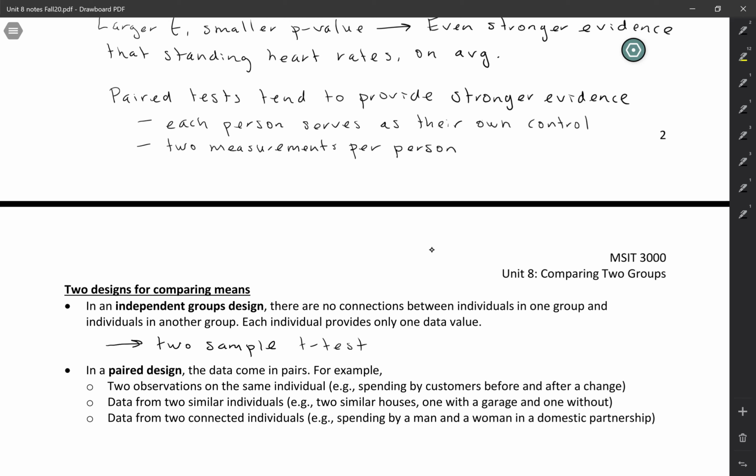You could also have data from two connected individuals. So if you looked at spending by a man and a woman who are in a domestic partnership, they live together, they have a lot of things that are in common, their income, they also might share finances, and so you would expect their spending to be the same in a lot of ways. And so then you're really just looking at the differences in men and how they spend versus how women spend. So it can be helpful to be comparing within households like this.